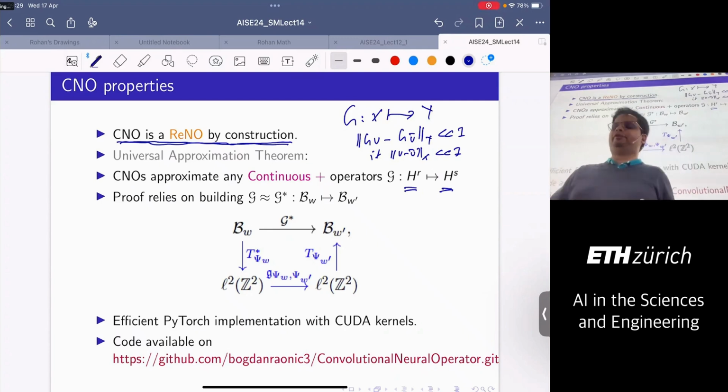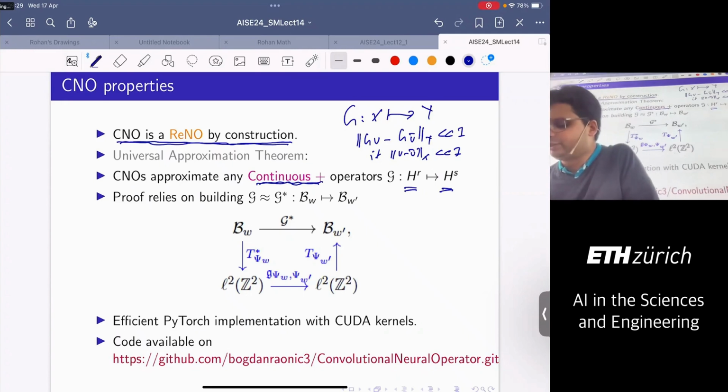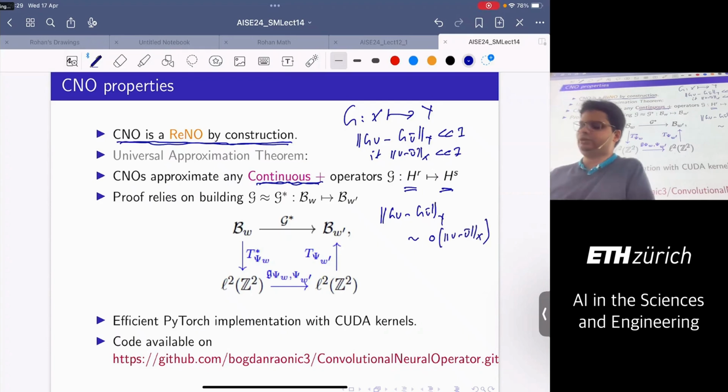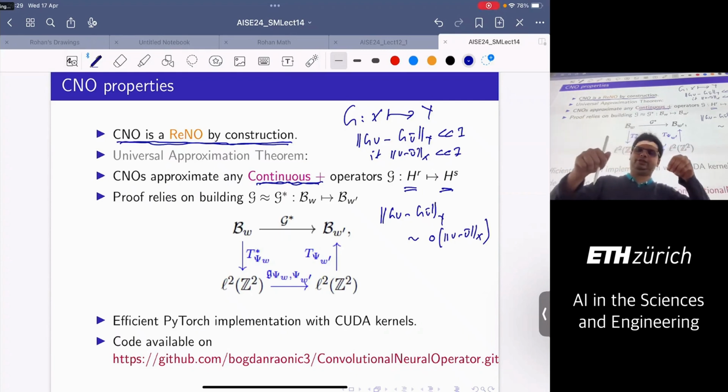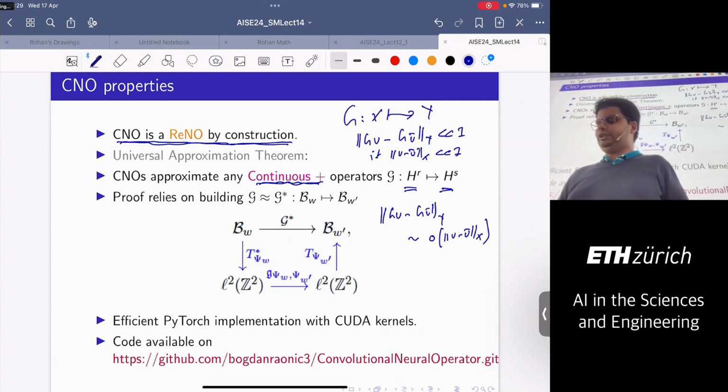We go a little bit further. Ideally you want what is called a modulus of continuity. That's why there's this continuous plus, which means, roughly speaking, that G(v) minus G(v bar) in Y behaves like little o of v minus v bar in X. So if this goes to 0, there is a modulus of continuity, there is a rate at which it goes to 0. That's all. If you have this property, then you can prove that CNO, FNO, DeepONet, all of them are somehow universal approximators. They satisfy this property.